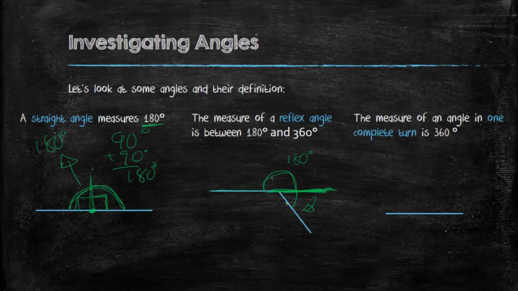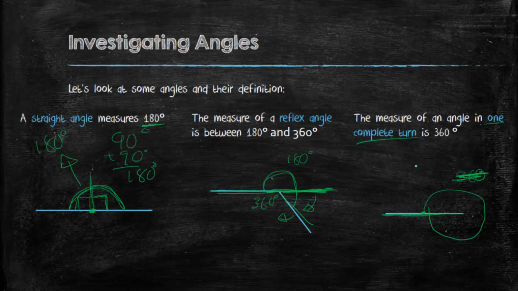So if we were to move this line more this way, it would get larger and larger and larger. All the way, if we moved it all the way back, it would be 360 degrees. And if we moved it all the way back, this line would merge with this line and it would look like this. And we would come to what we would call one complete turn. And the measure of an angle in one complete turn is 360 degrees. Why? Because if this is the middle, this would happen, and that's 360 degrees.